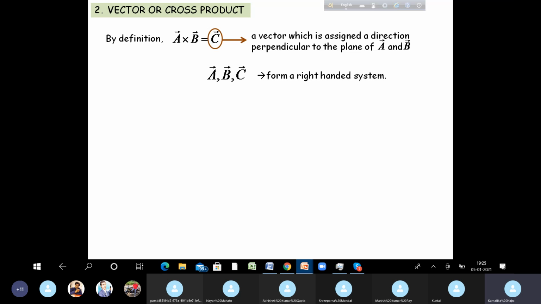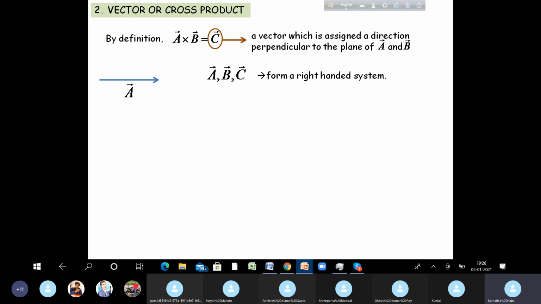On the other hand, B cross A will give you minus C, C cross B will give you minus A, and C cross A will give you minus B. So if you change the position of the vectors in a cross product, then you get the negative of the earlier result. We saw that dot product was commutative: A dot B is equal to B dot A, but cross product is not commutative. That is, A cross B is not equal to B cross A. Please remember this for future reference.